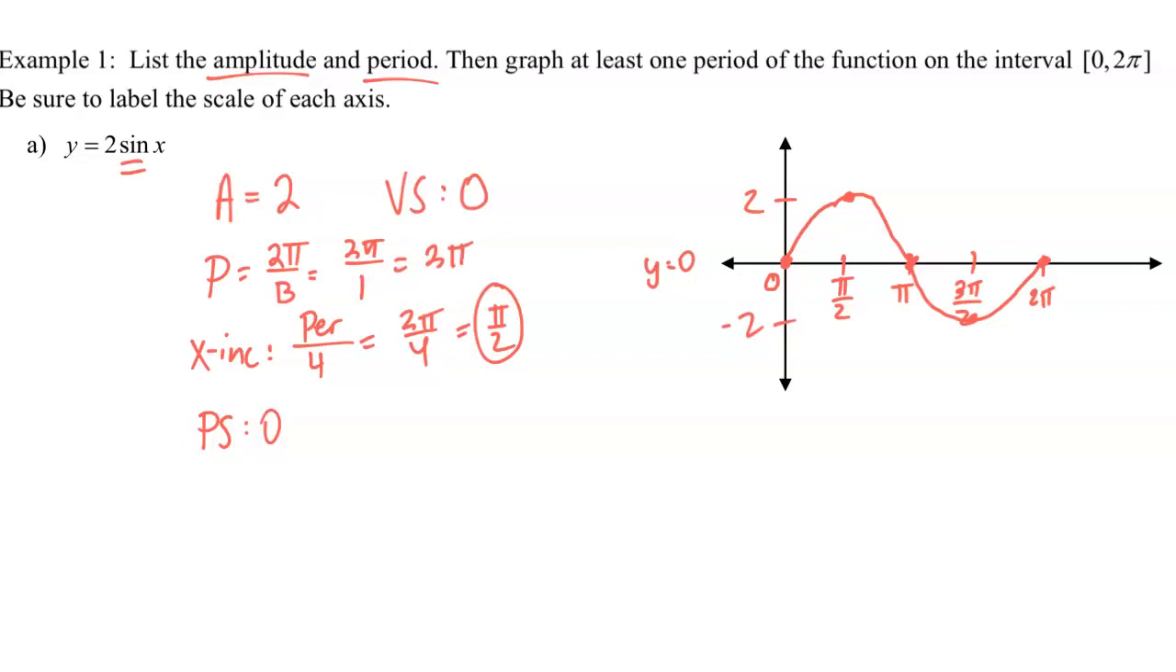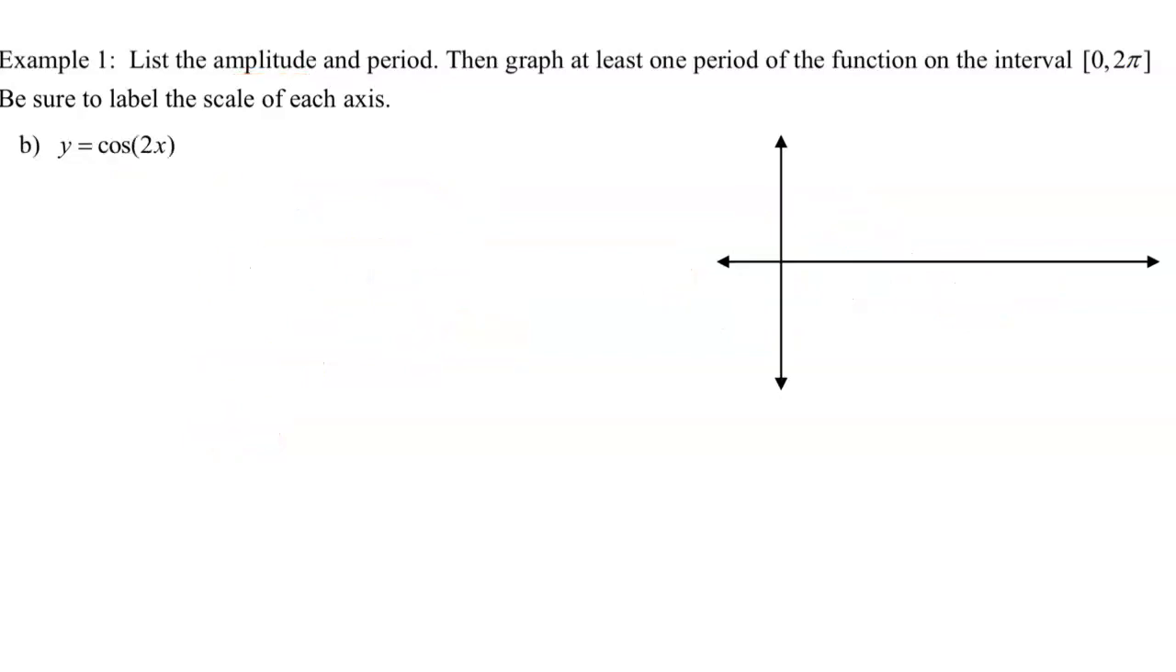So there's the first example. We're going to keep working these, and hopefully it will start to make sense. Okay, here on example B, we've got y equals cosine of 2x. And so the first thing we want to do is figure out what that amplitude is. And notice that the coefficient in front of cosine is a 1, and so our amplitude is going to be a 1. Next will be the vertical shift.